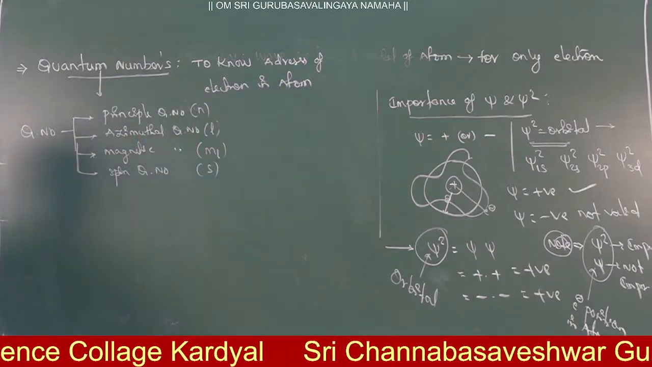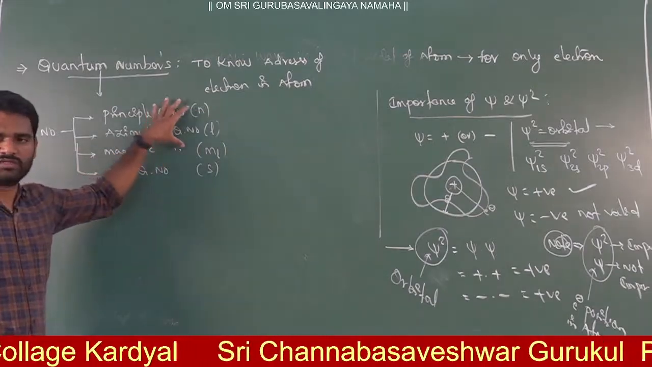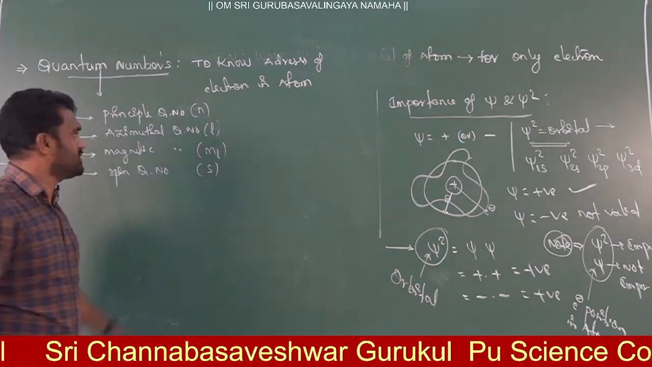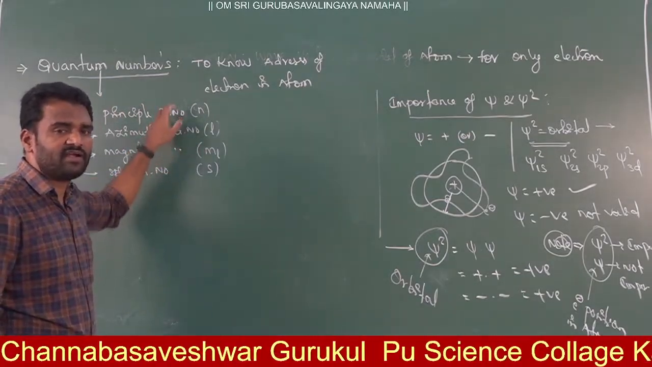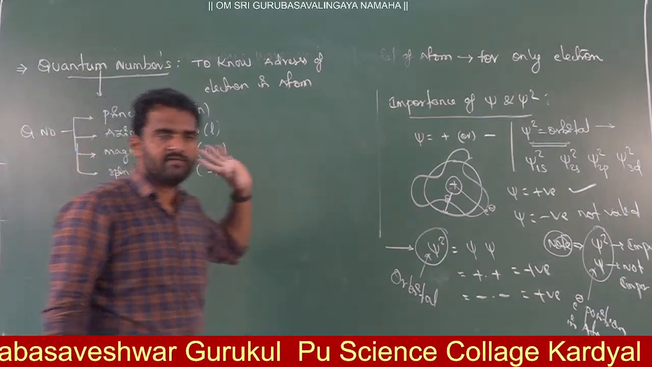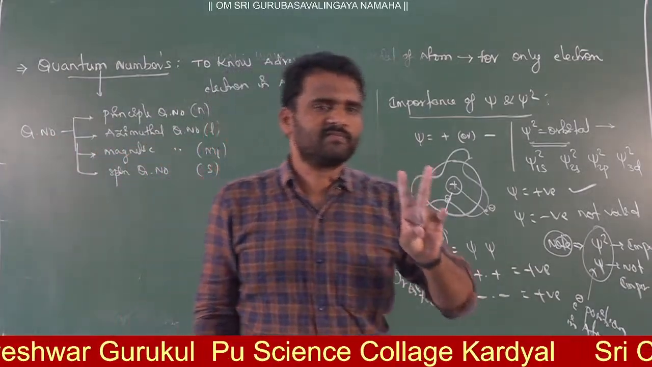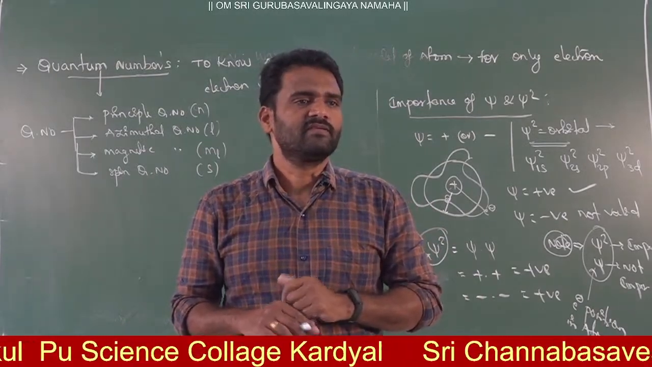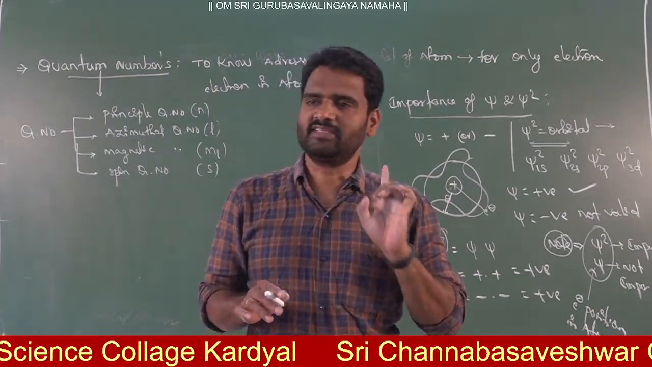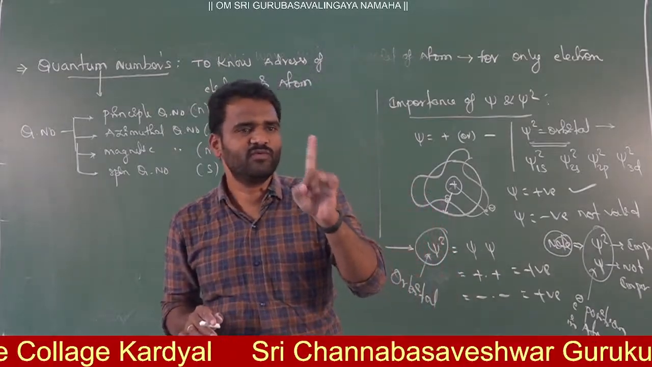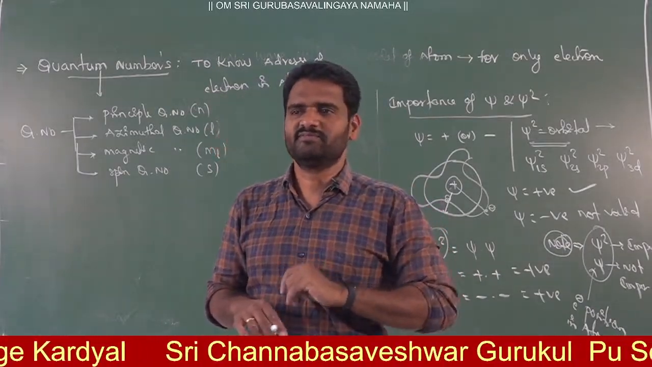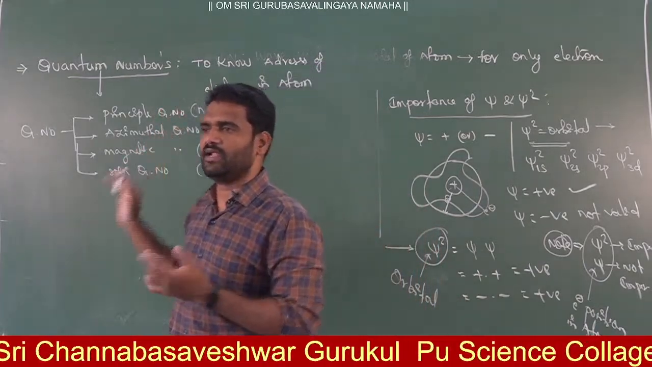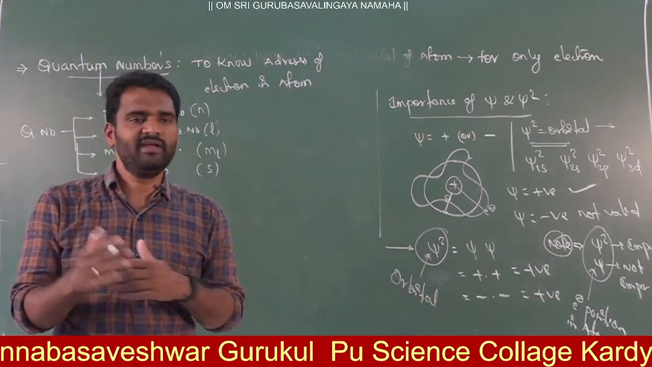There are 4 quantum numbers. By using these 4 quantum numbers, you can find the address of an electron in the atom. These 4 quantum numbers are different from electron to electron. No two electrons have 4 same quantum numbers. At least they should differ with 1 quantum number. Then only you can say every electron will be different.